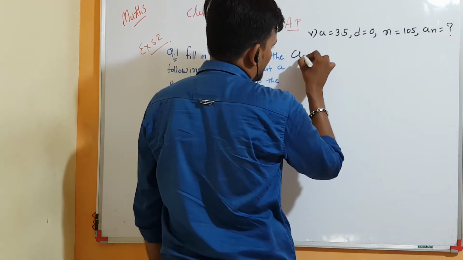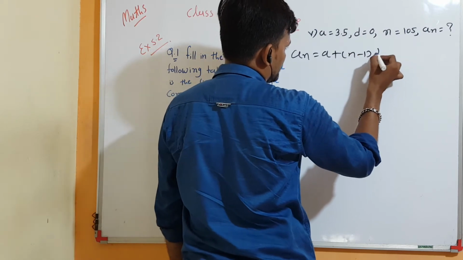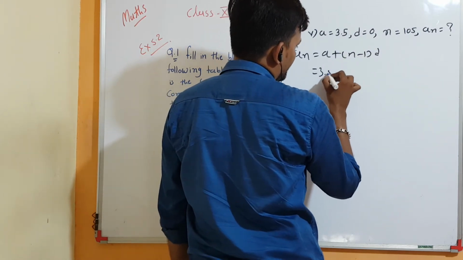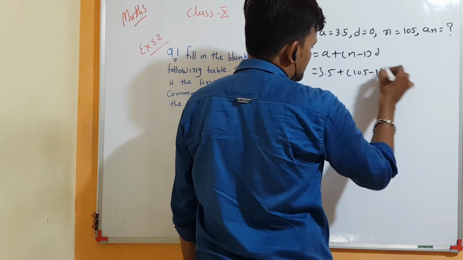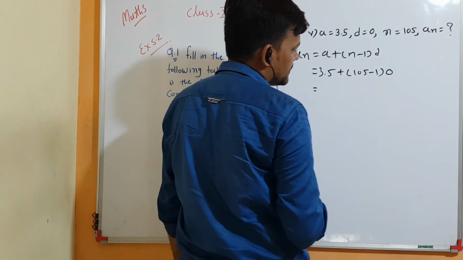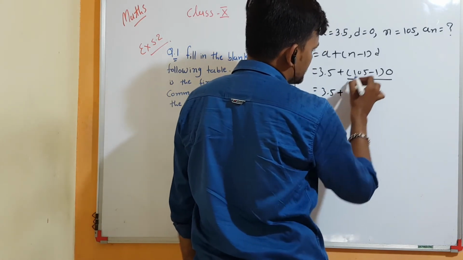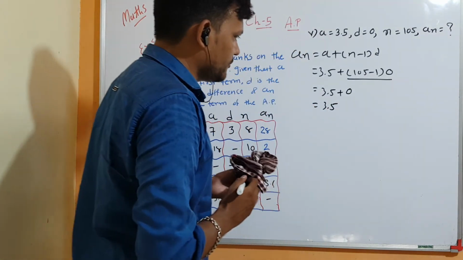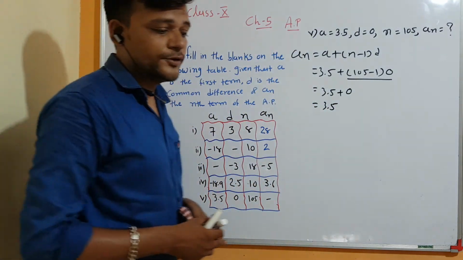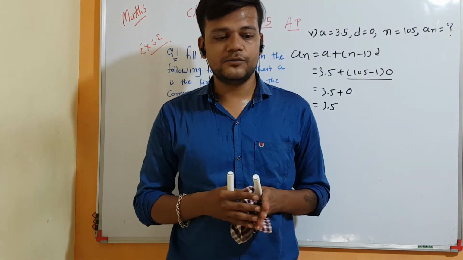So apply the formula of An. It is A plus N minus 1 into B, where A is 3.5 plus N is 105 minus 1, and B is 0. Now see, 0 is multiplied with this bracket, ये पूरा क्या हो जाएगा, 0 हो जाएगा. So the answer is 3.5 plus 0 equal to 3.5, right? तो here student जो question number 1 is completed. I hope आपको अच्छे समझ में आया, ठीक है?